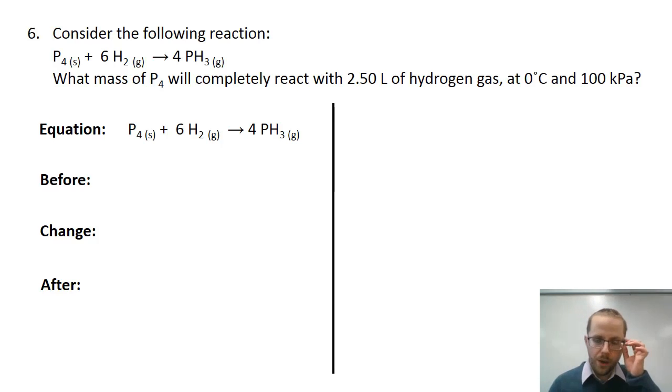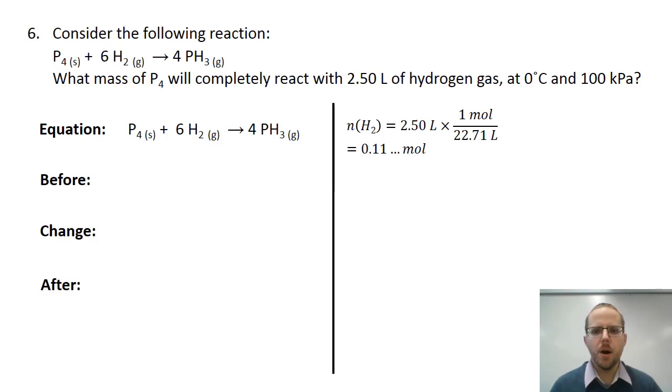Now in this case, we're not given a mass value, we're given a volume value in terms of the volume of the gas. So in order to work out how many moles that we have, we're going to need to use our molar volume. So we work out the moles by 2.50 litres multiplied by 1 mole over 22.71 litres to give us a value of 0.11 moles. Now, just as before, the ellipsis signifies that there are more decimal places that we're not writing, but they would be kept in our calculator as we work through the process. So we can use this information to fill out the before line of our BCA table.